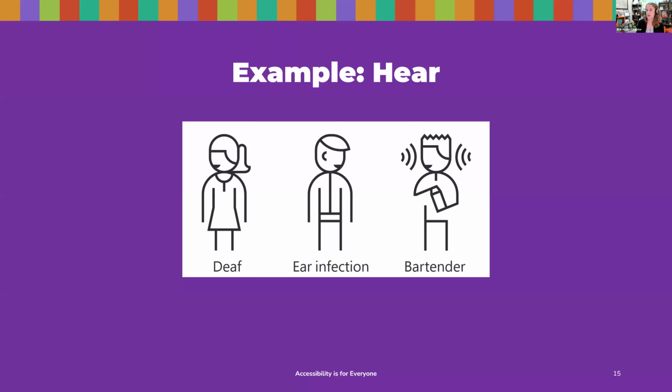Oh, here's another one. So deafness being permanent. If you have an ear infection, that can cause you to lose your hearing temporarily. And then if you're in a very loud location, like if you were a bartender and you're having trouble hearing your patrons, that is a situational disability.